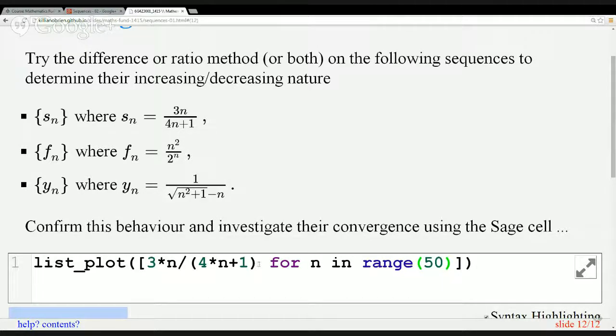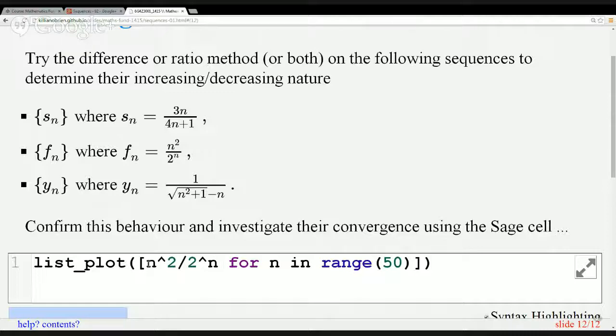The n squared over 2 to the power n, well, I wonder what that did. Did anybody get a conclusion for that one? Yeah? Was it going to be increasing or decreasing? Yeah. Anyone else?